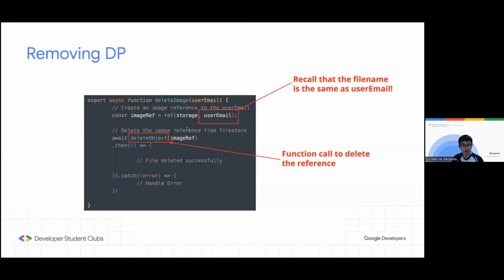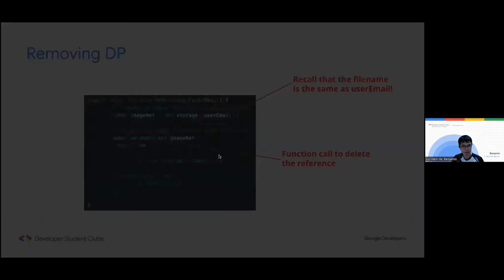Next, to remove the profile picture, similarly, we create an image reference to the profile picture that we want to remove. And then all we have to do is call deleteObject to remove that reference. Once that asynchronous function returns, we can redirect the user back to a page. And if there's an error, we can alert the user of an error, which is all not implemented here.